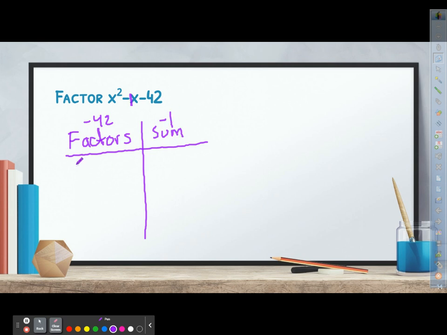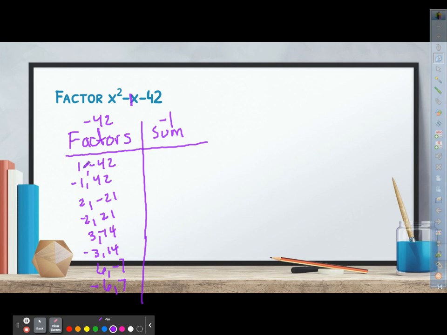Okay, all right, so it would be 1 and negative 42, or negative 1 and 42, 2 and negative 21, or negative 2 and positive 21. 3 goes into it. It would be 3 and 14, which would be negative, or negative 3 and 14. 4 and 5. You have 6 and 7, so 6 and negative 7, or negative 6 and positive 7, and I already have 7, so I'm done. Okay.